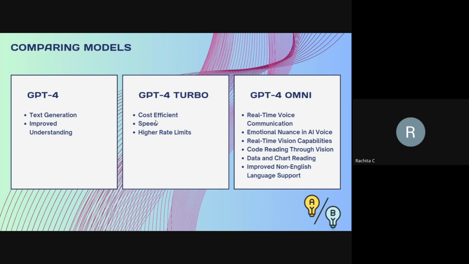Let's talk about how 4 Omni differs from the other two models. It is able to do real-time voice communication and emotion nuance, as we discussed, capturing each and every minute detail in its AI voice to some extent. And then real-time vision capabilities: it can do RAG, or query. We can query the images, and we can do code reading through vision. As a developer, we'll have several code snippets, and these can be analyzed using this 4 Omni model. And then we can do data and chart reading, data visualization and analysis. All those things we can do here.